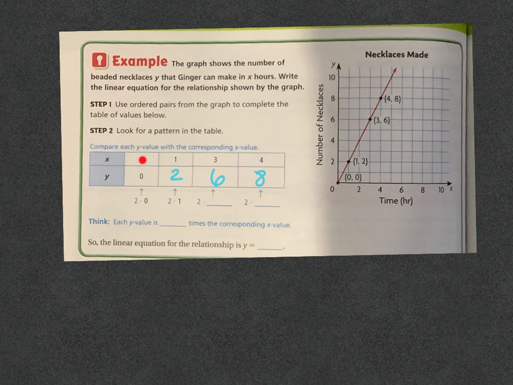So in 0 hours, she makes 0 necklaces. That makes sense, right? In 1 hour, she can do 2 necklaces. In 3 hours, she can do 6 necklaces. And in 4 hours, she can do 8 necklaces. So I'm going to ask you, what pattern are you seeing happening? What do I do to X, calculation-wise, to get it to become that? What do I do to 1, calculation-wise, to get it to become a 2? I would multiply by 2.